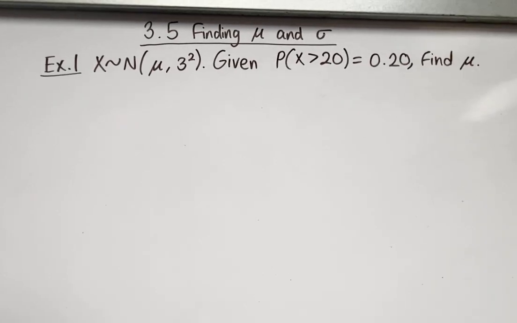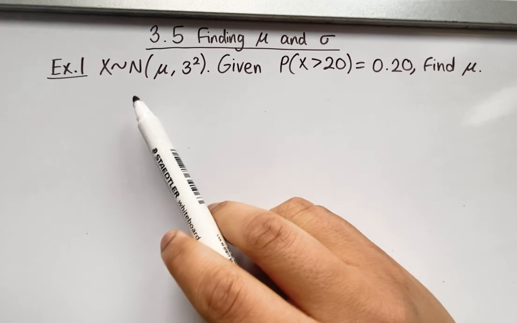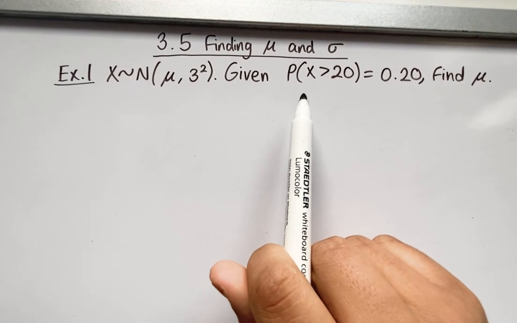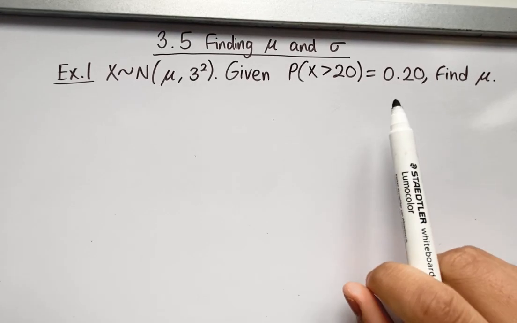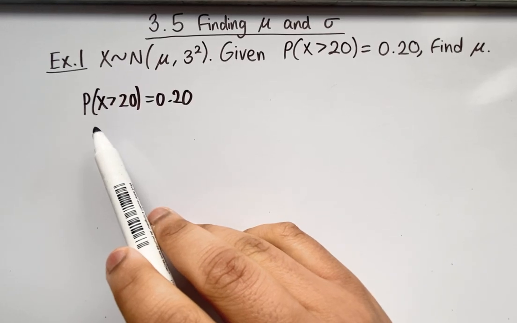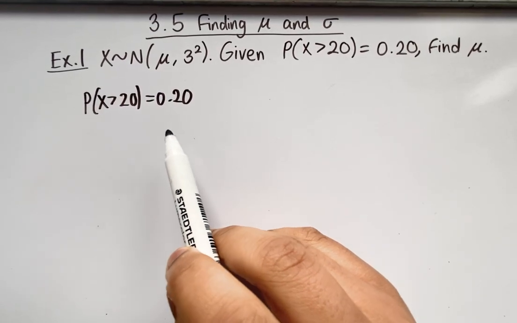Let's do some examples. X follows the normal distribution with a mean of mu and a standard deviation of 3. Given that the probability that x is greater than 20 is equal to 0.20, find mu. We know that the probability that x is greater than 20 is equal to 0.20.